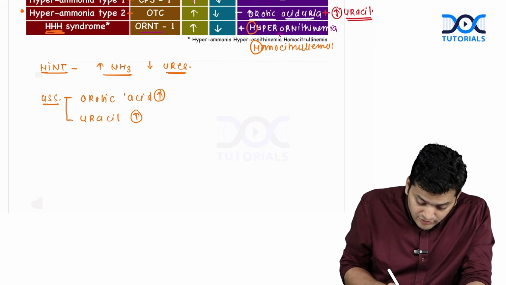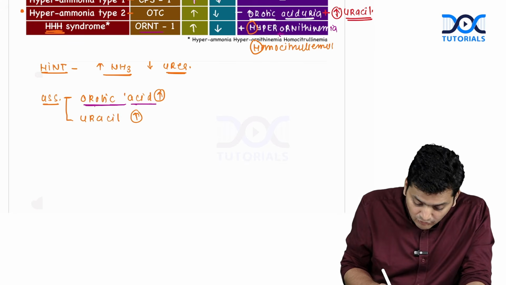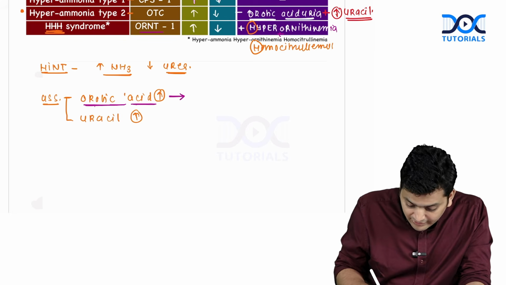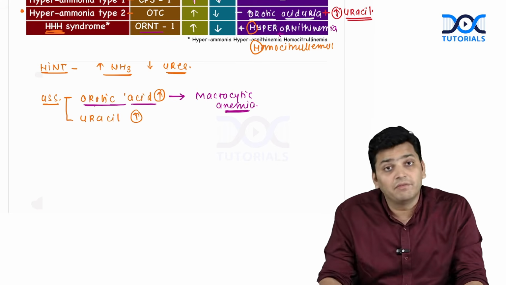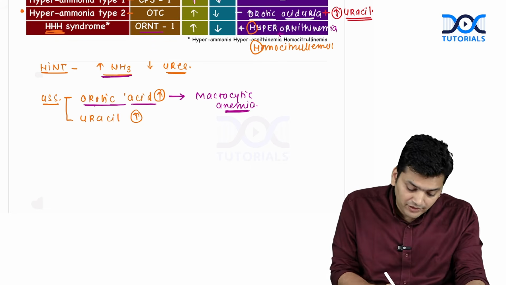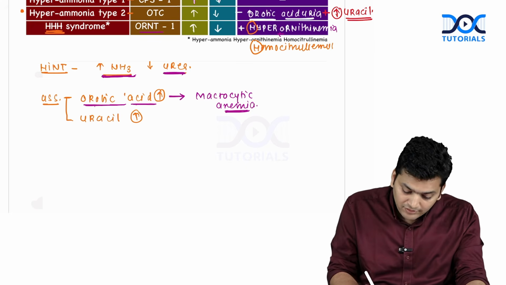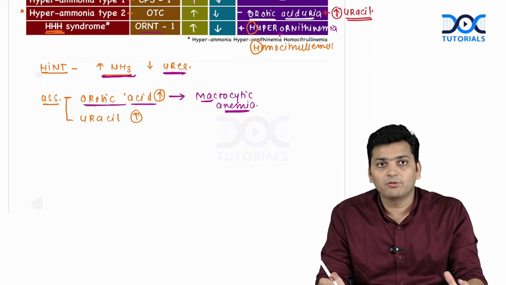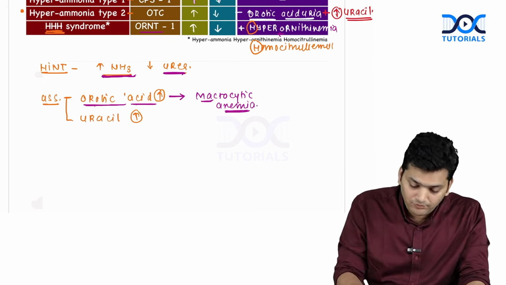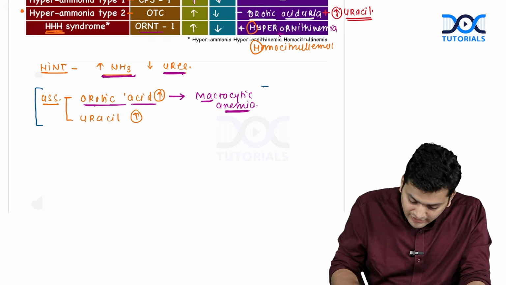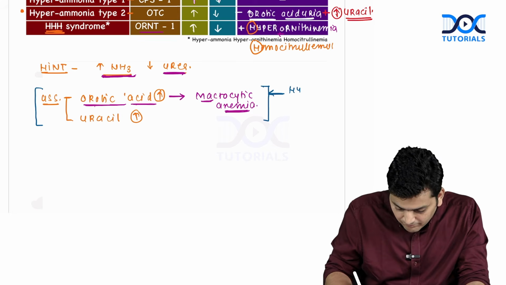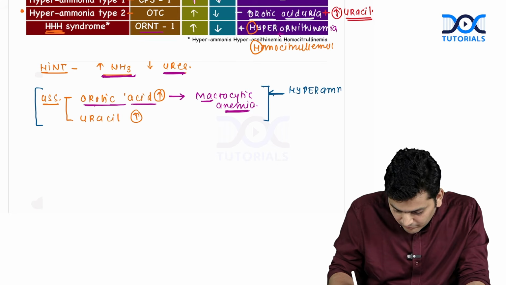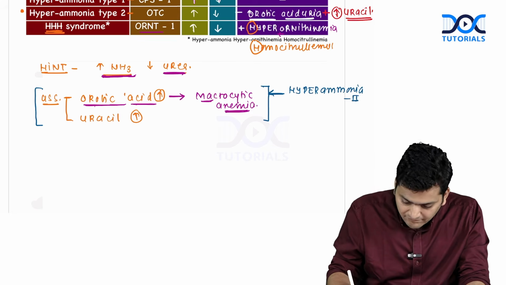In fact, let me add one interesting point here. Increased amount of orotic acid can lead to macrocytic anemia also. So if they say increase in the ammonia, decrease in the urea with macrocytic anemia, then also they are talking about hyperammonemia type 2, because orotic acid can lead to macrocytic anemia. These are the hints.